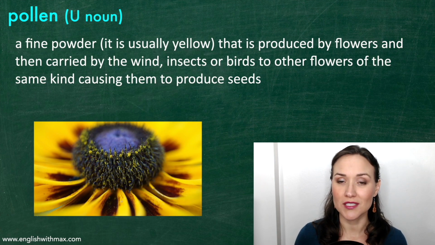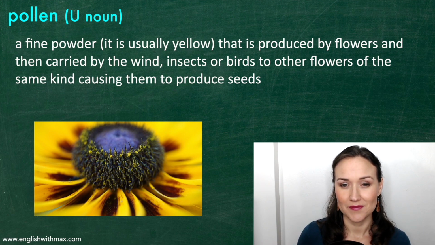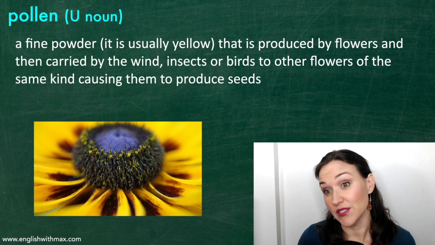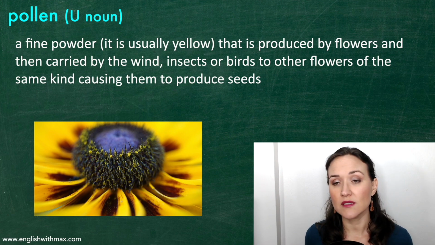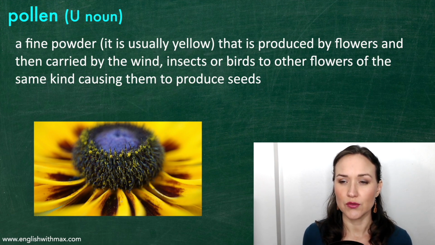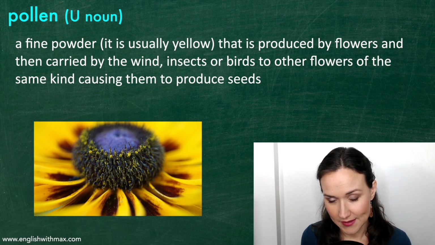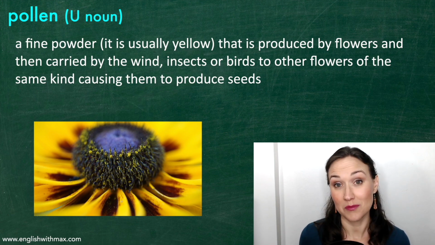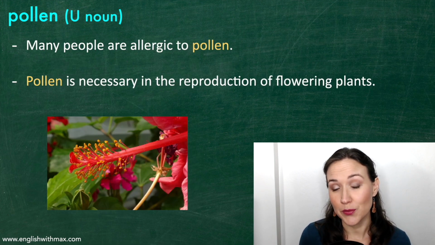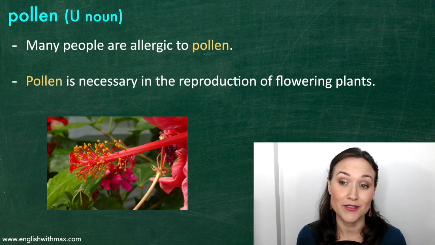The next word is pollen. Pollen. It's an uncountable noun. Pollen is a fine powder, it is usually yellow, that is produced by flowers and then carried by the wind, insects, or birds to other flowers of the same kind, causing them to produce seeds. The very small dots of yellow in the picture there are pollen. Many people are allergic to pollen. Pollen is necessary in the reproduction of flowering plants.